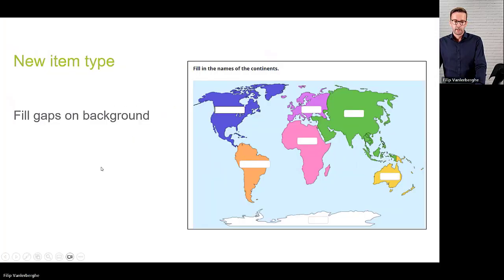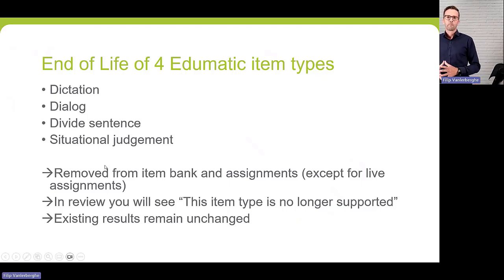All right, let's move on then. Some of our customers who have been with us for a long time already are still using a small part of the old Idiomatic platform. There are 4 item types there that have become end of life: dictation, dialogue, divide sentence, and situational judgment. In practice, that means that from next Tuesday onwards, these items will be completely removed from the item bank, also from the recycle bin. They will be removed from all assignments that do not have the status live.